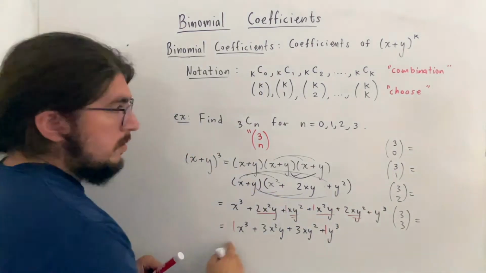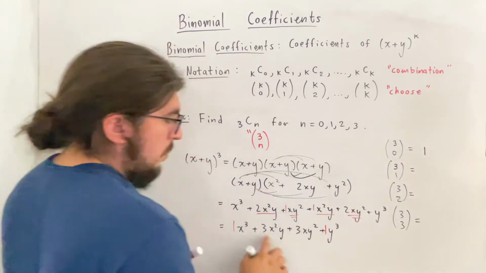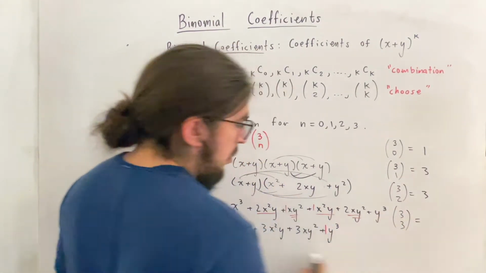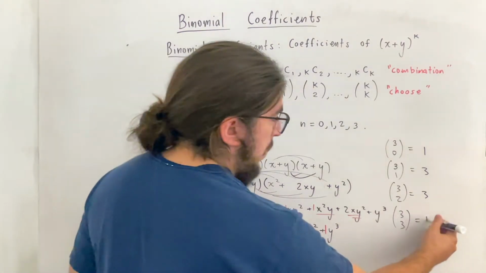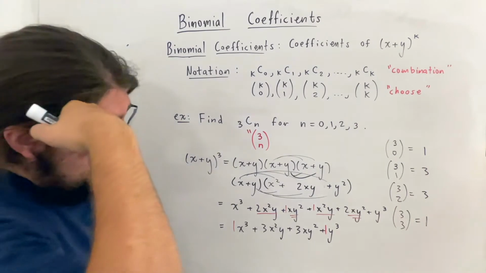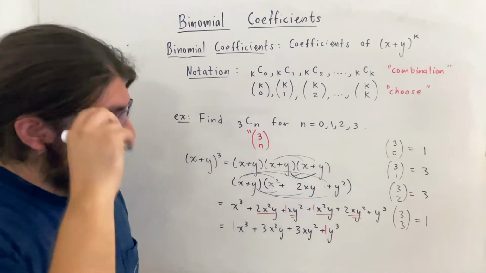So 3 choose 0 is 1. 3 choose 1 is the second coefficient here, which is 3. 3 choose 2 is also 3, notice, and 3 choose 3 is 1. Okay. But now, let's try to think a little bit.